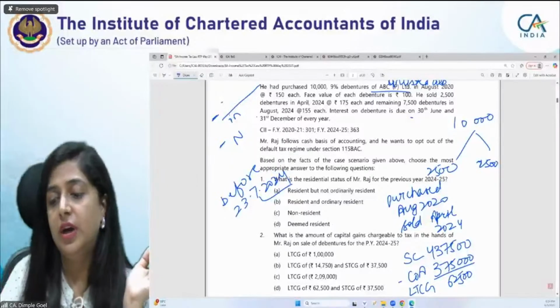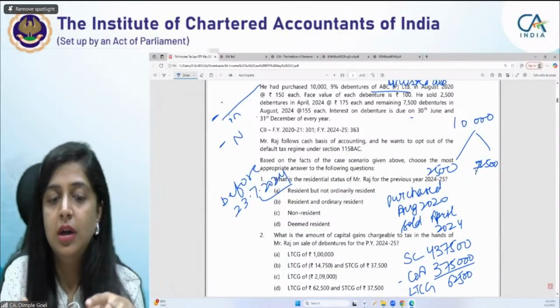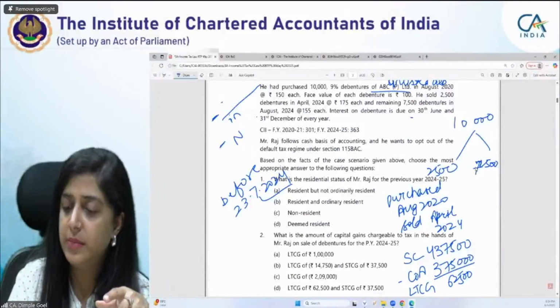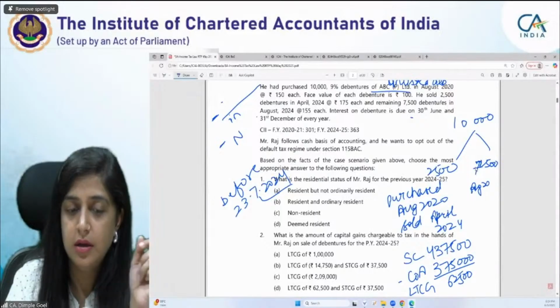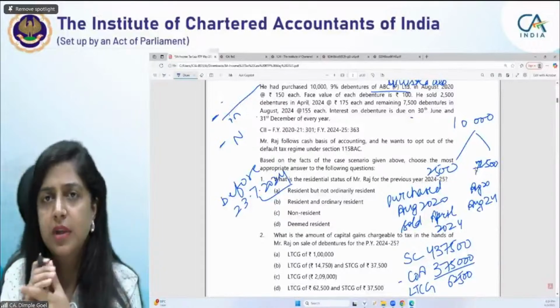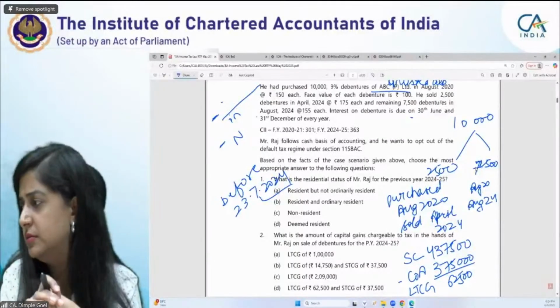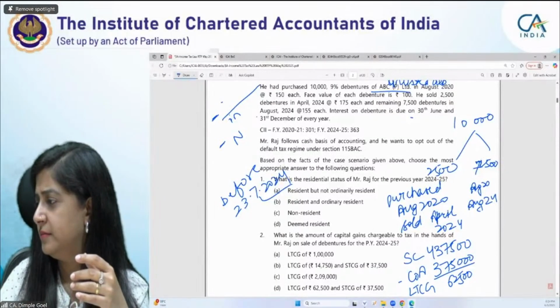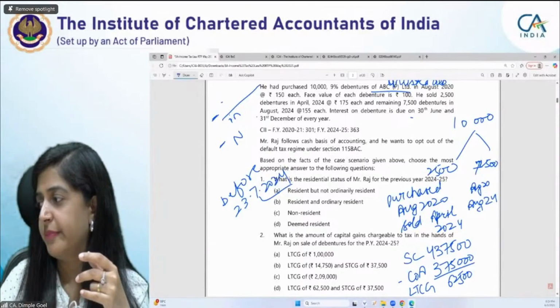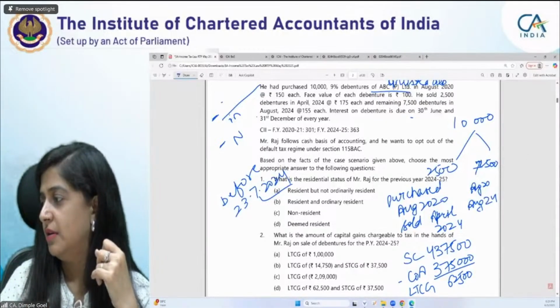Now we are coming to the second point regarding the debentures which are transferred in August 2024. These were purchased in August 20 and sold in August 24. So this will be a long-term capital asset, right, students? Because it has been held for more than 36 months, so definitely it will be a long-term capital asset, right? Yes, Jayant. Very good, Chauhan.